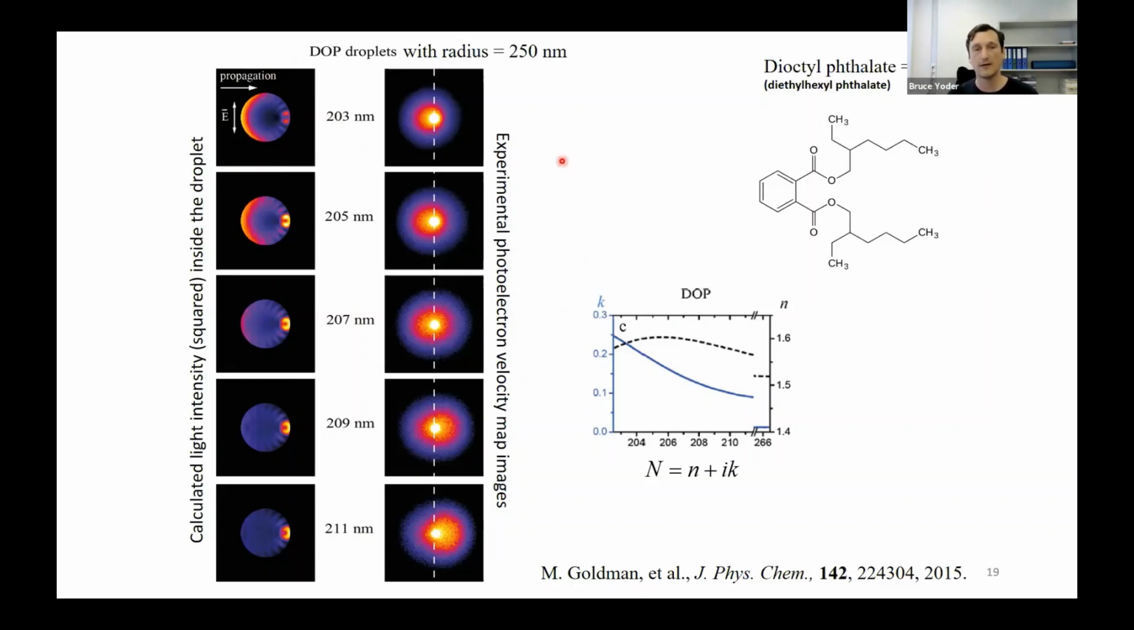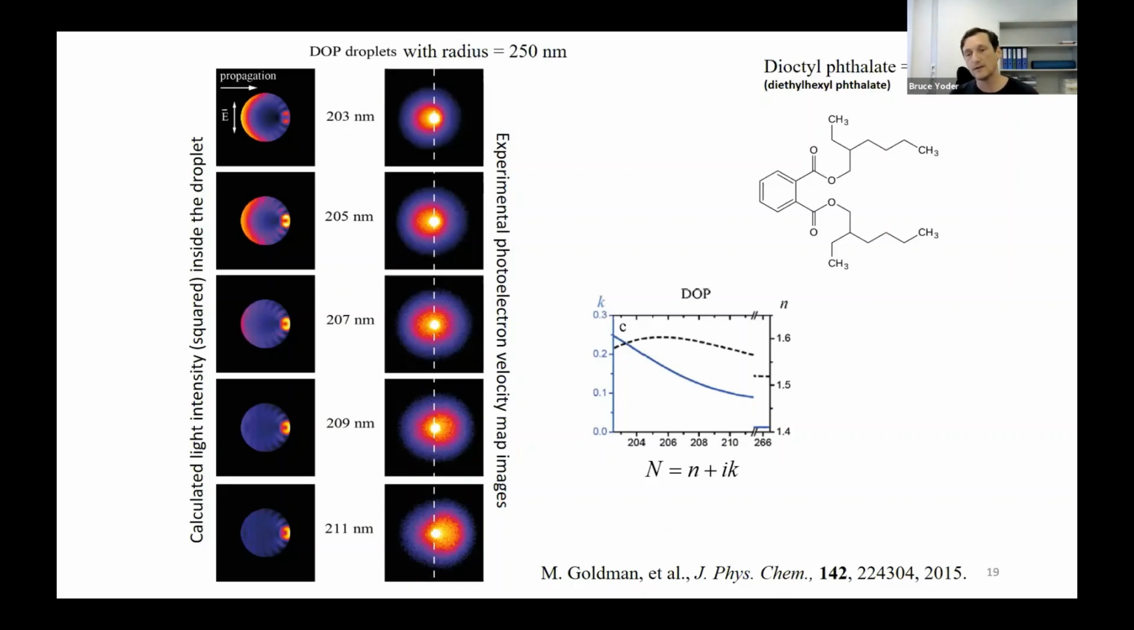On the right-hand column, we have experimental photoelectron velocity map images that correspond to these different wavelengths. We see that the change of just a few nanometers in incident light can produce a shift in the experimental image from preferentially forward photo emission to preferential backwards photo emission.